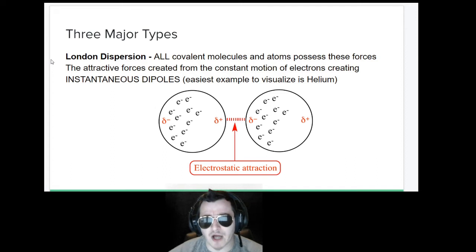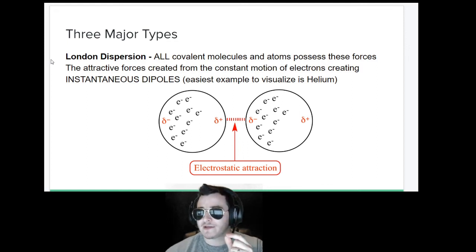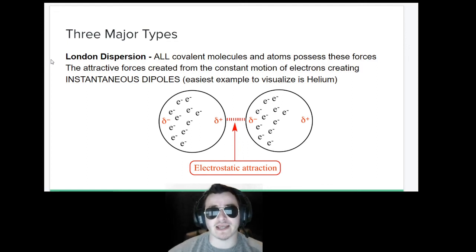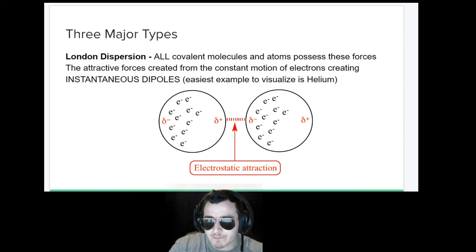All covalent molecules and atoms possess and exhibit these forces. The attractive force is created from the constant motion of electrons creating instantaneous dipoles, meaning for just a split second, these atoms or these molecules that you're looking at are polar for just a brief second. What the heck does that mean? Well, let's get a little visual here. Moving on to the full screen.